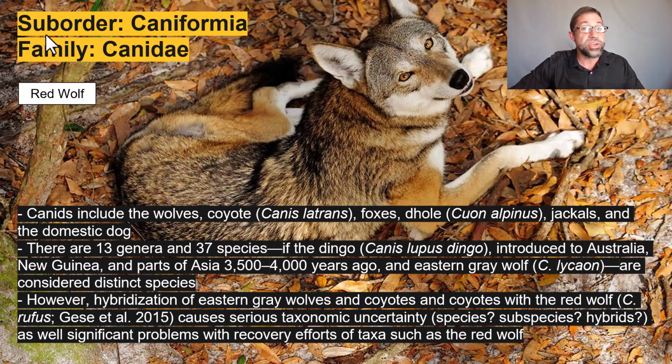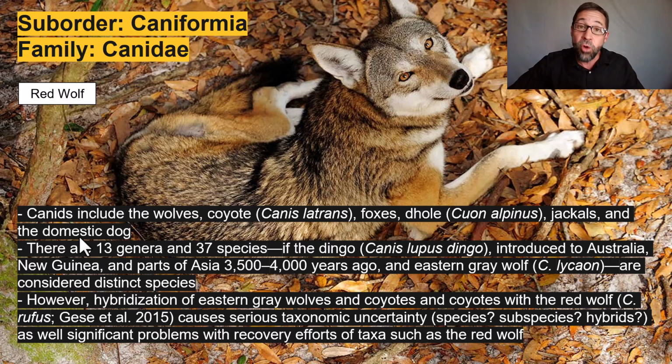Moving on to the second suborder within the order Carnivora, we'll next focus on the Caniformia, that is to say, the dog-like carnivores. And we'll start with the namesake for the suborder, the family Canidae, the dog family. Canids include the wolves, like the red wolf pictured here, the behaviorally flexible coyote, foxes, the dhole, jackals, as well as our beloved domestic dogs.